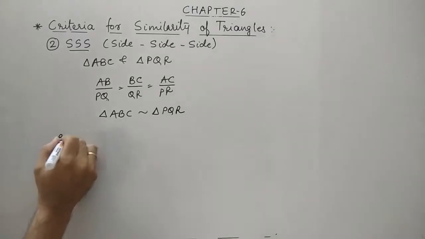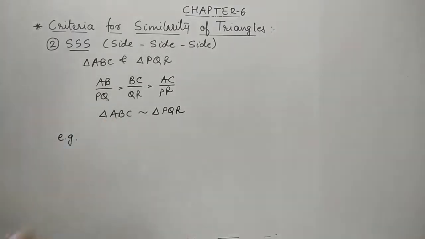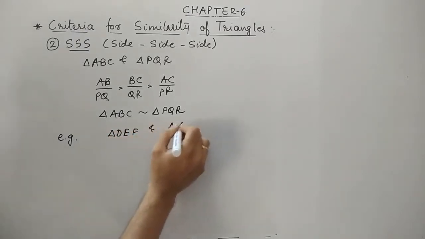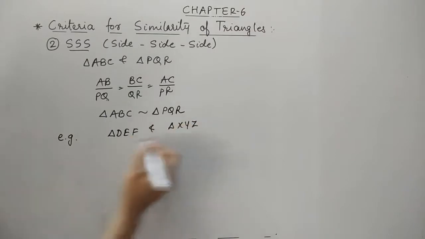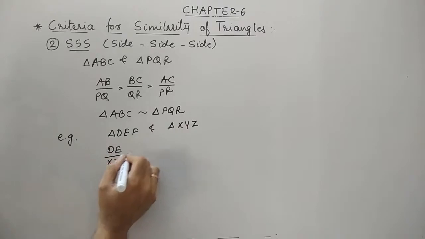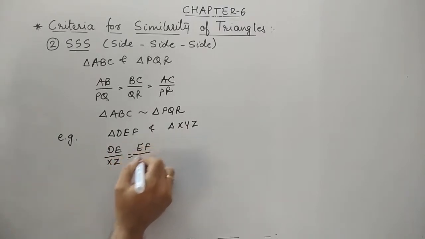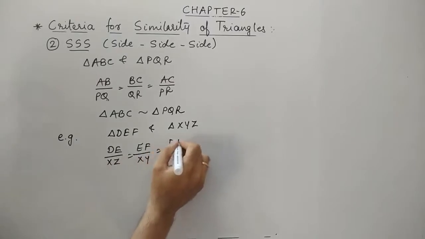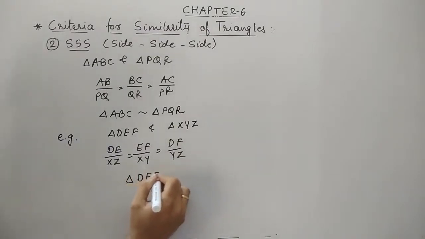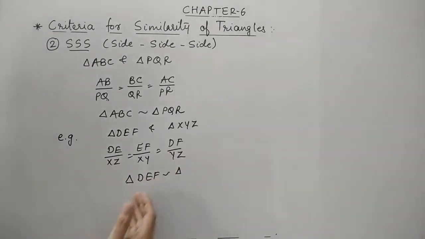Let us understand this criteria, the correspondence, by one more example. For triangle DEF and triangle XYZ, if the corresponding sides are given in the proportion DE upon XZ, EF upon XY and DF upon YZ. Now let us show the correspondence here, that triangle DEF is similar as side criteria exists. Now let's see which vertex corresponds with another vertex.